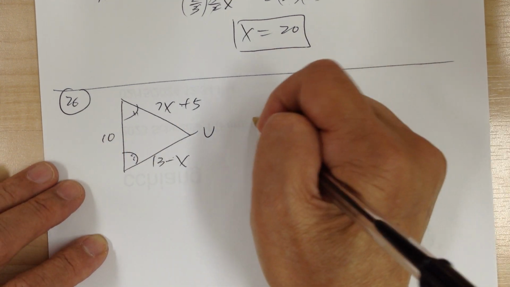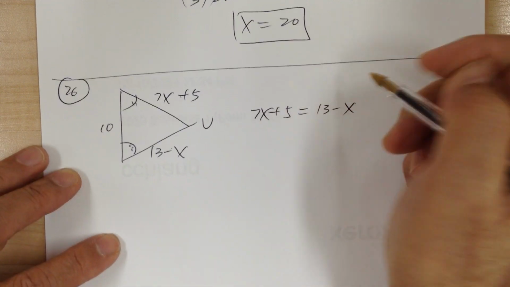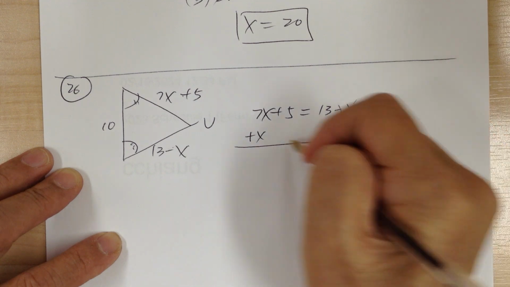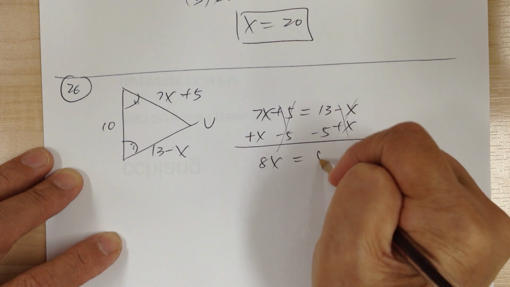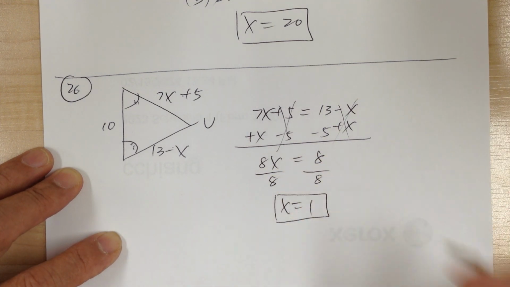Okay, so you got 7x plus 5 is equal to 13 minus x. So plus x on both sides, so this cancels out. Minus 5 on both sides, so this cancels out. So 8x equals 8, divided by 8 on both sides. So x equals 1.